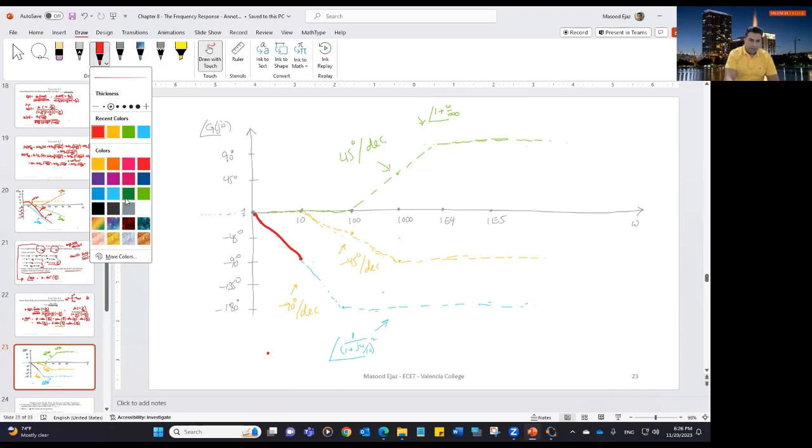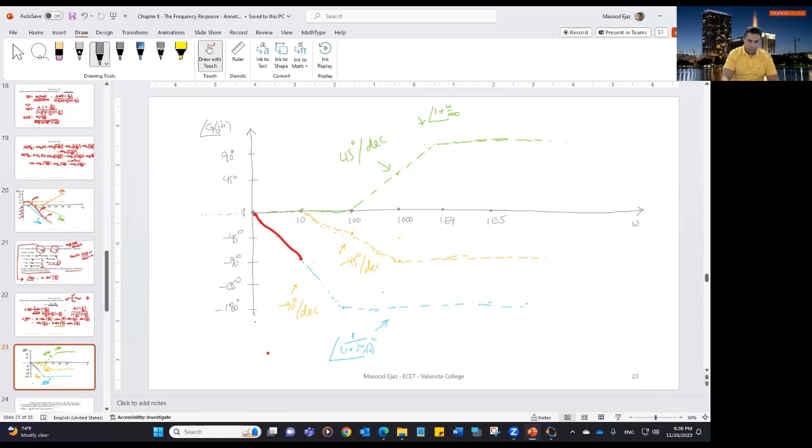Let's do this. Let's go down. 180 plus what we are doing, 45. So that's negative 225 and then negative 270. So it's going to hit this line right here.